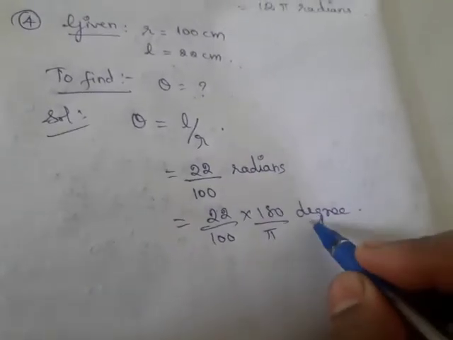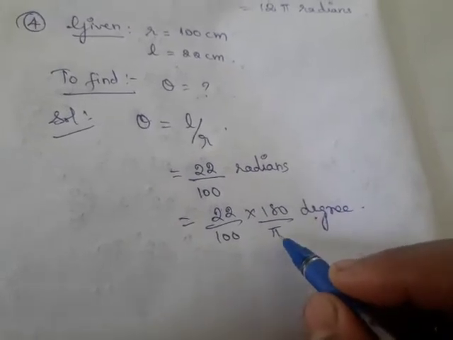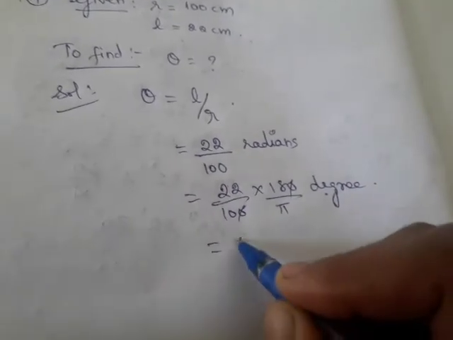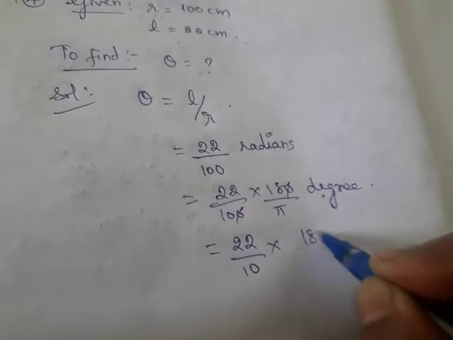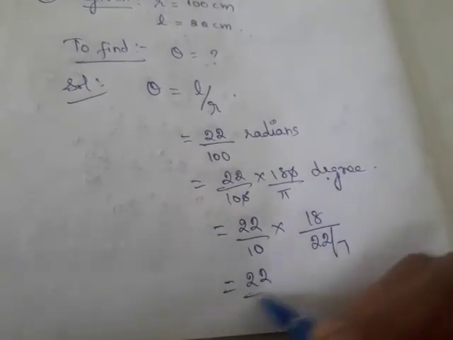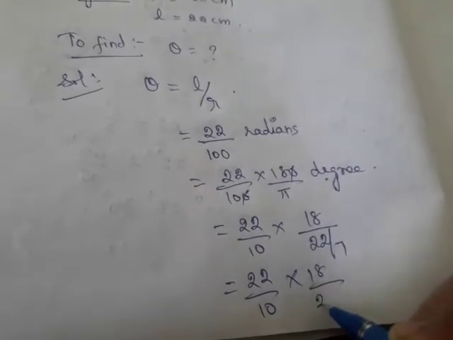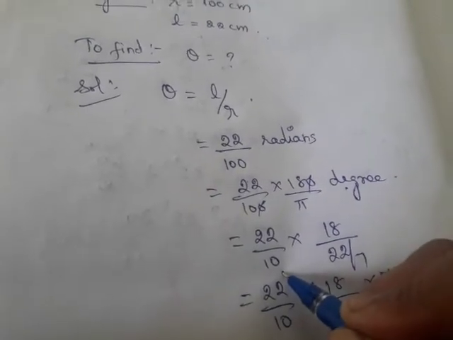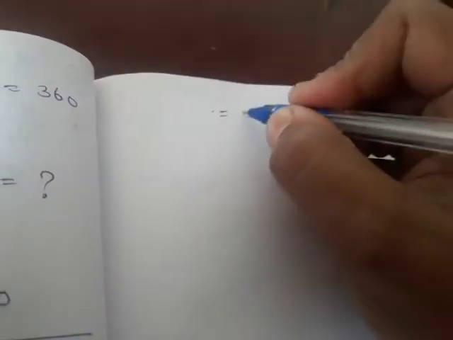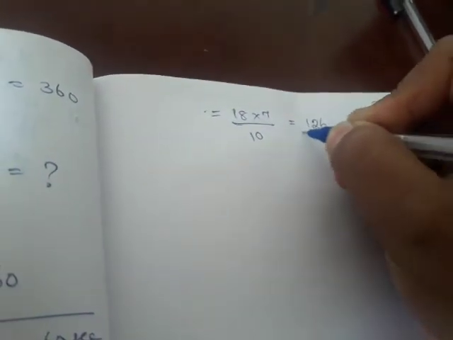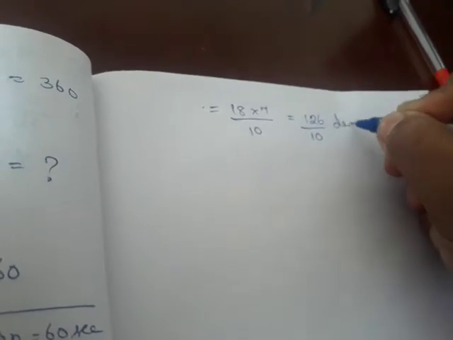Right, so when we are writing the answers in degree, as I told you, you should not leave it with the pi. You have to substitute the value for pi. So the zeros I am cancelling here. 22 divided by 10 into 18 divided by, if I put 22 by 7, which equals 22 by 10 into 18 by 22, and this 7 will go to the numerator. So 22 will get cancelled, right? So we got 18 into 7 divided by 10. 18 into 7 is 126, right? Divided by 10. This is degree.